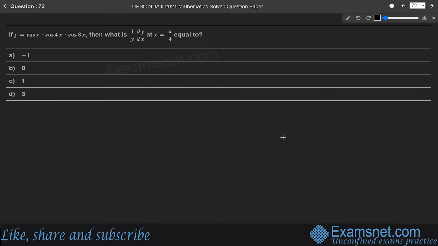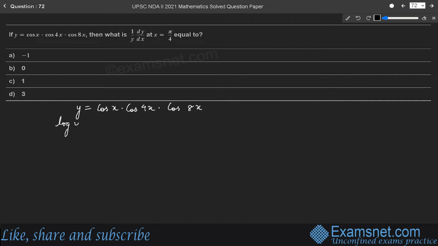Next question is, if y is equal to cos x into cos 4x into cos 8x, then what is 1 by y dy by dx at x is equal to pi by 4? See, this is a very similar question to the previous question. So now can you tell me what is the basic trick to solve this kind of questions? The basic trick is taking log on both the sides.